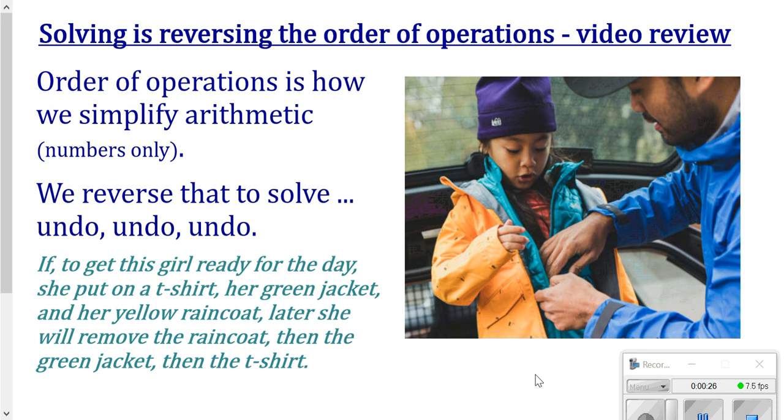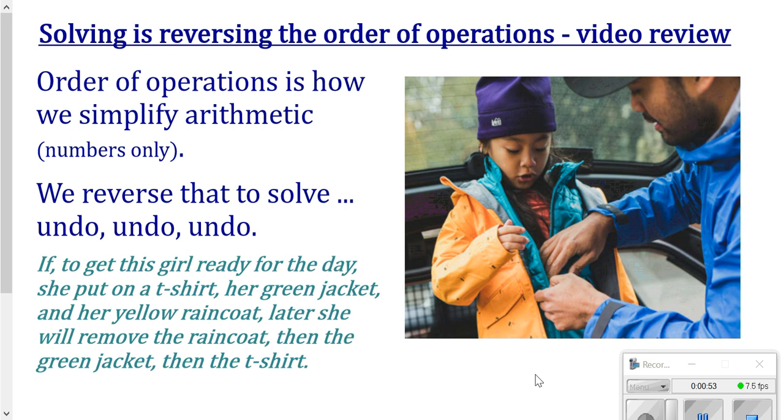If you have an expression that has only numbers, you're doing arithmetic. And in arithmetic, we follow that, please excuse my dear Aunt Sally, order: parentheses, exponents, multiply and divide, add and subtract. But if we want to undo those things to get x alone and isolated, we actually go in the reverse.